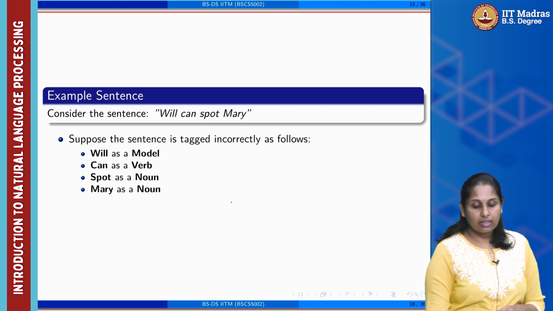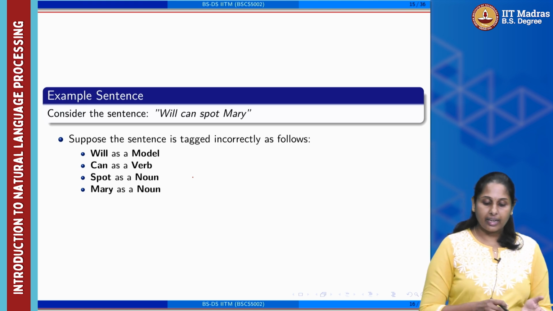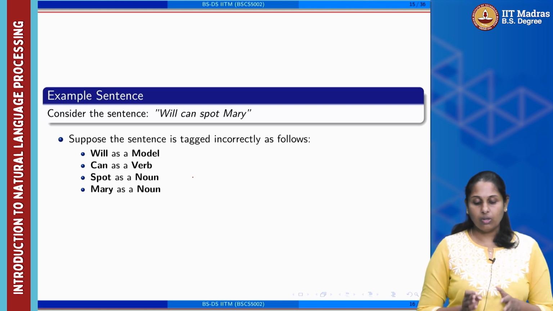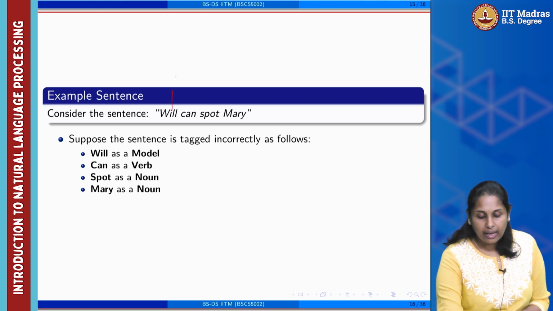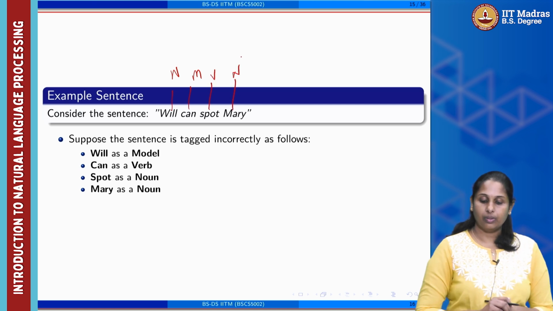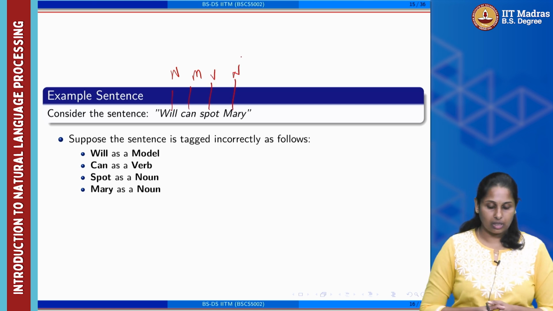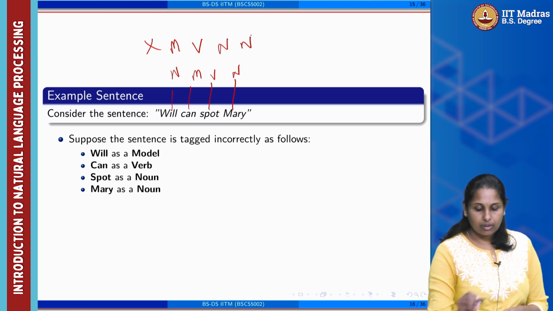Now, in this case, let's say we are supposed to tag each one of them, incorrectly initially. Will as a modal and can as a verb, spot as a noun and Mary as a noun. But what we actually want is will as a noun, can as a modal, spot as a verb and Mary as, let's say, noun. Noun, what I mean is proper noun. Okay. Now, let's say what we got is a modal, which is a wrong one, then a verb, a noun, and a noun, right?